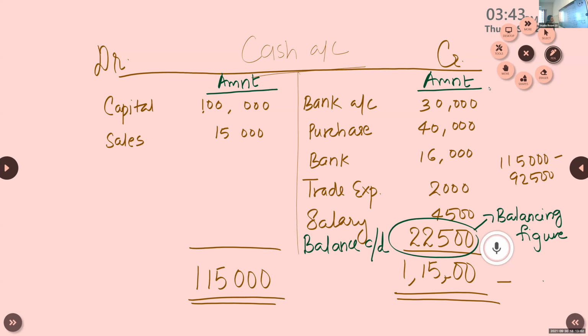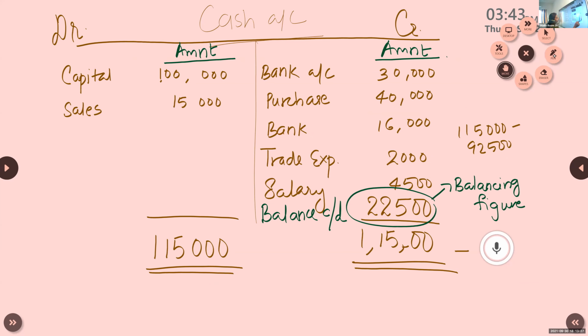Okay. So both the side totals are found out. Then you see which side gives you the higher amount. In this cash account, it is the debit side giving the higher amount. So that amount, 1,15,000, we will write on both the sides like this. Then which side shows a lower amount? It is the credit side. So find the difference. How much is less?